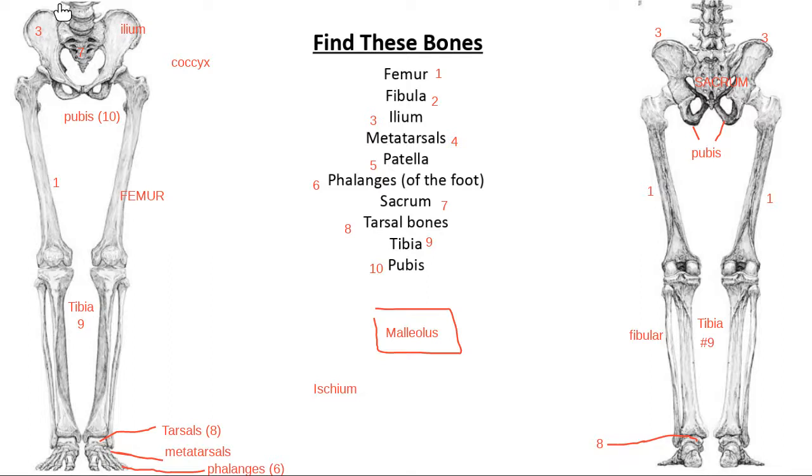Grab that pencil up above my pointer up here. Circle for me or put an arrow. Where's the patella? Number 5.